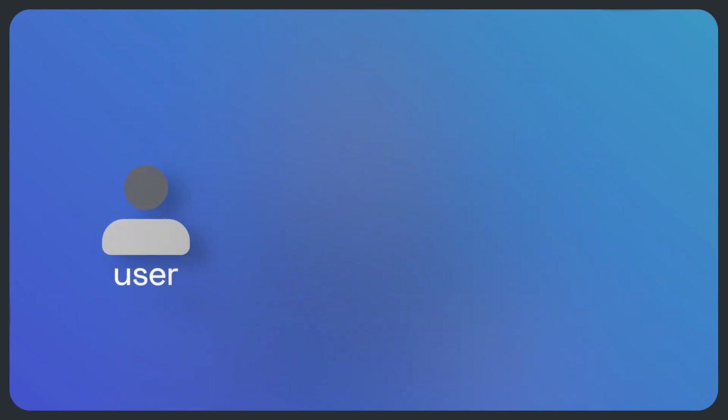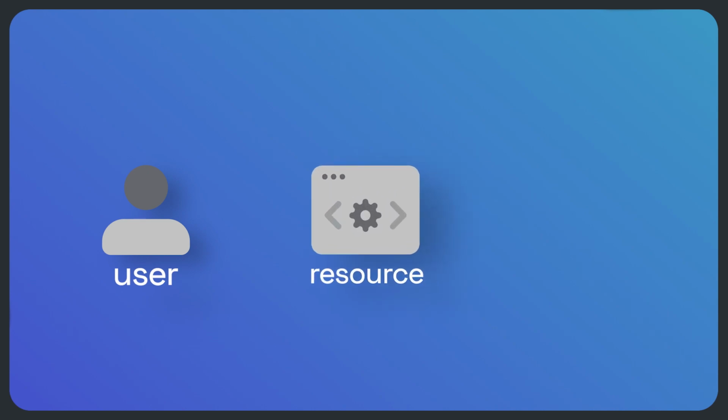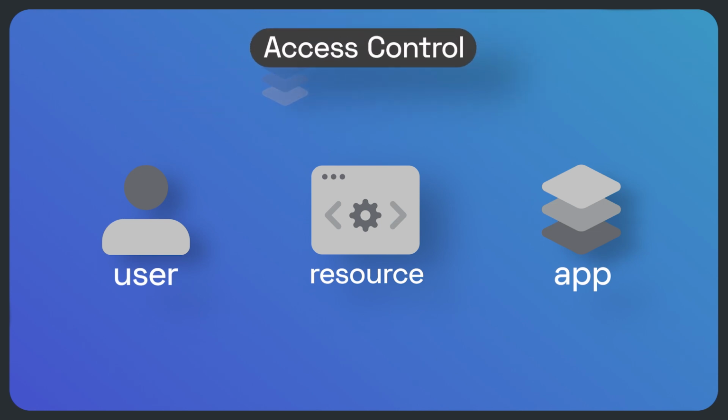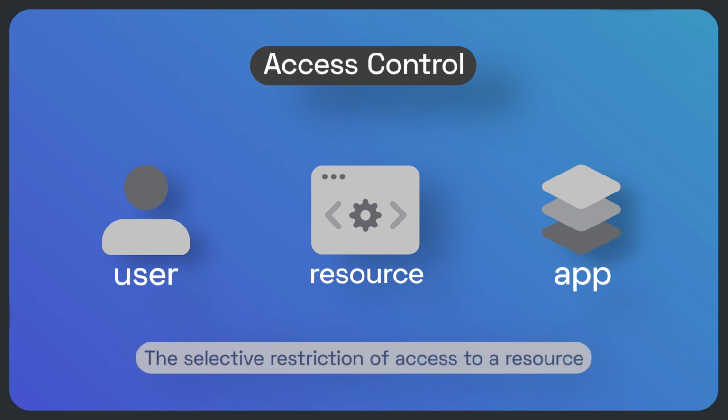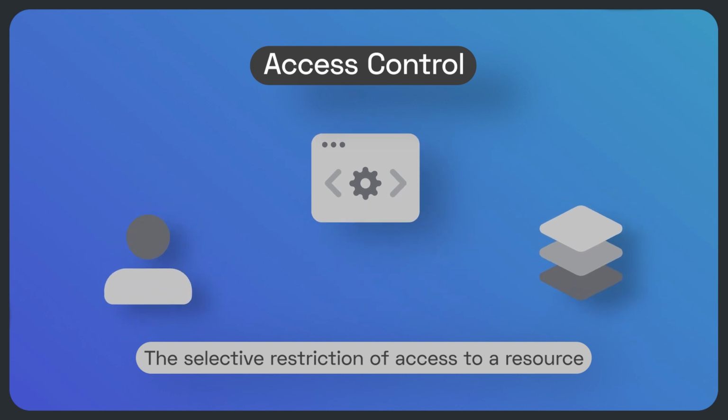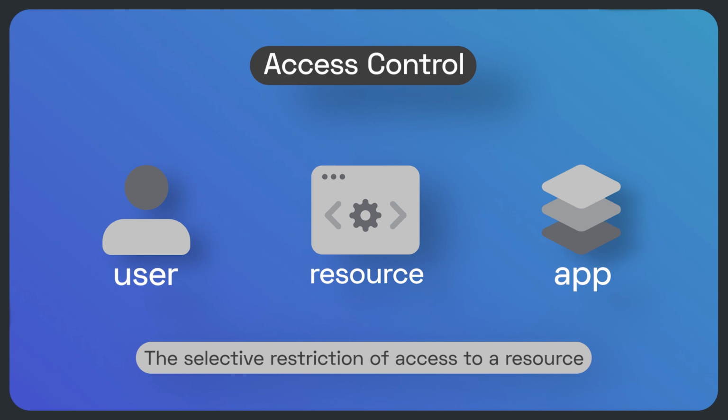Consider a scenario with the following actors. We have a user, the entity that wants to perform an action on an object. We have the resource, that's the object that the user wants to use. We have an application, the software that mediates the interaction between the user and the resource. In this scenario, access control is the selective restriction of access to a resource. It determines who can do what on a resource. The relationship between the three actors described contributes to the complexity of access control, as we'll see in a moment.